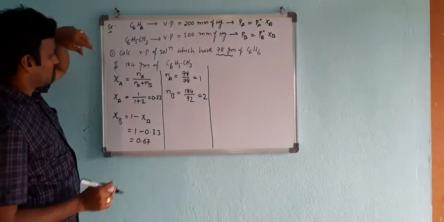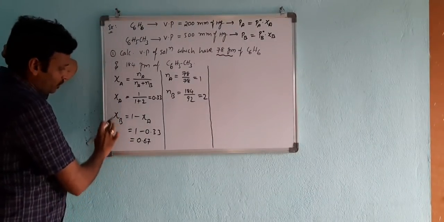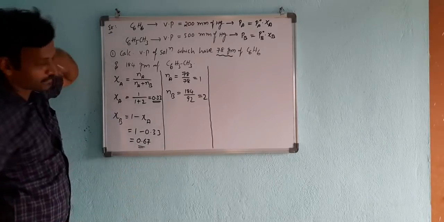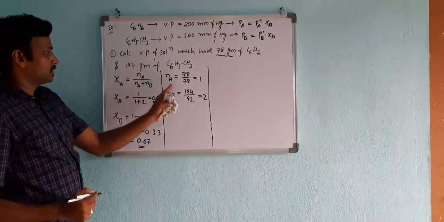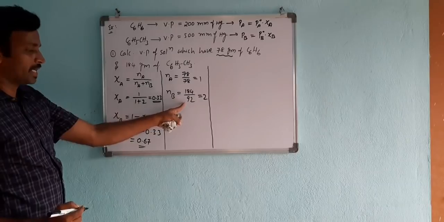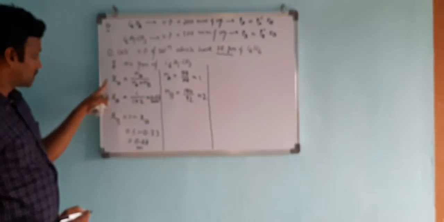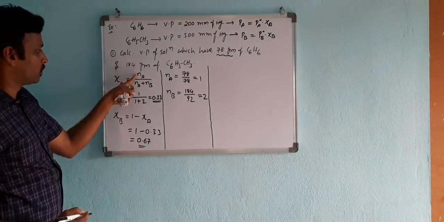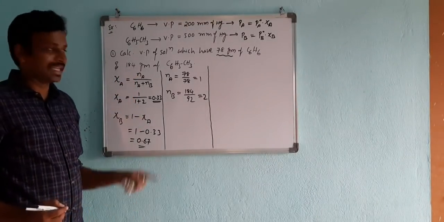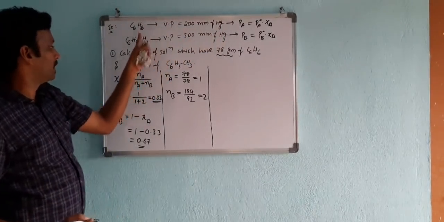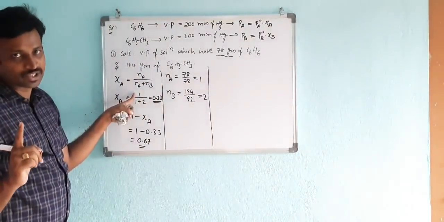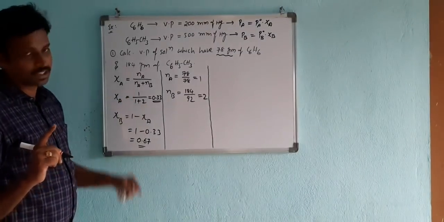Got it? So what I did: the mole fraction of A and the mole fraction of B I was calculating. Look at this. The number of moles I found, I substituted in the mole fraction. Mole fraction is equal to the number of moles of one component to the total. A, I told you very clearly, is benzene. So the number of moles of A is 1, A is benzene, 1 by 1 plus 2.